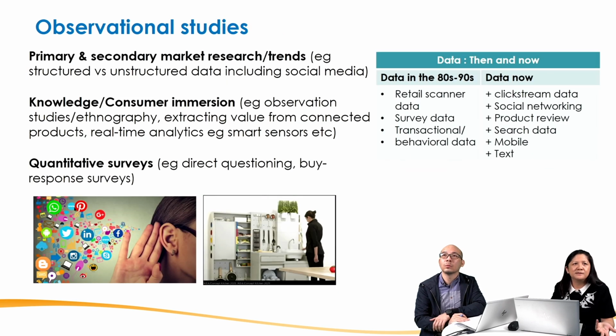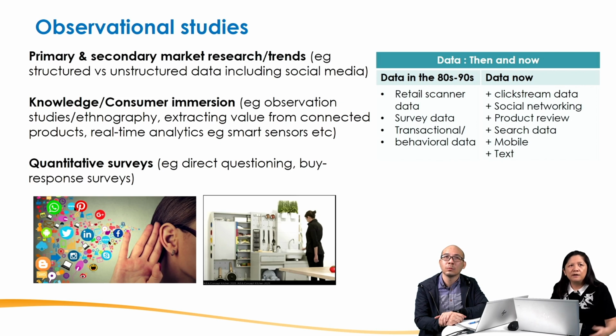In observational studies, these are some of the tools that you may be familiar with. For example, implementing primary and secondary market research. This could include structured and unstructured data that most of you are familiar with on social media. You start to post different structured and unstructured data, including images, text, and all that. All these are primary and secondary market research, which are part of the observational studies.